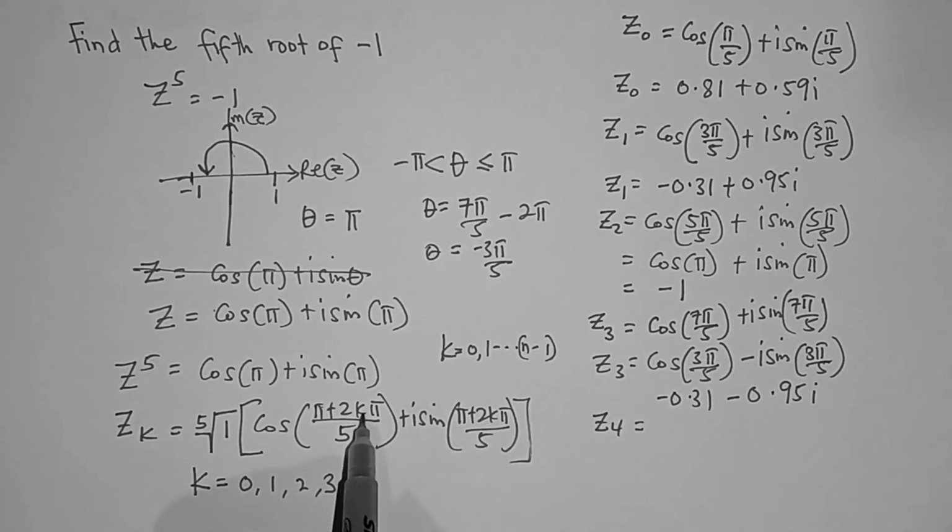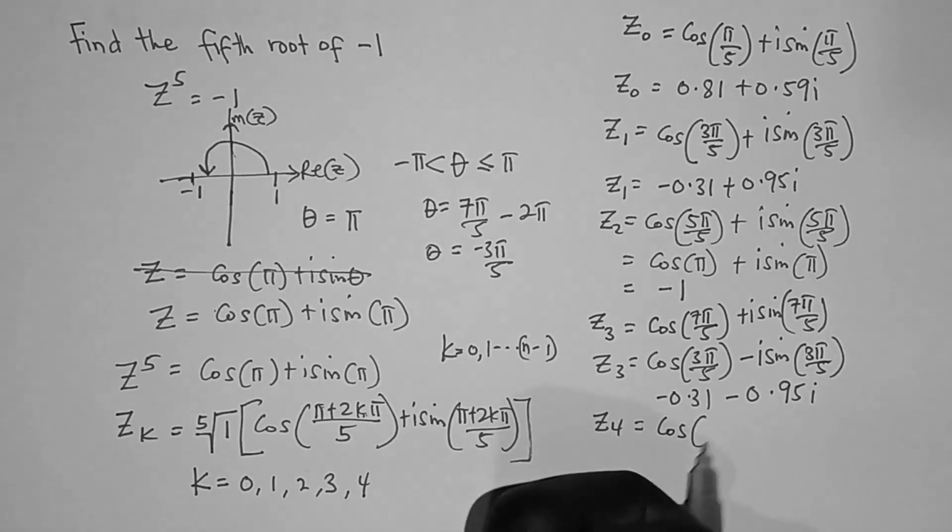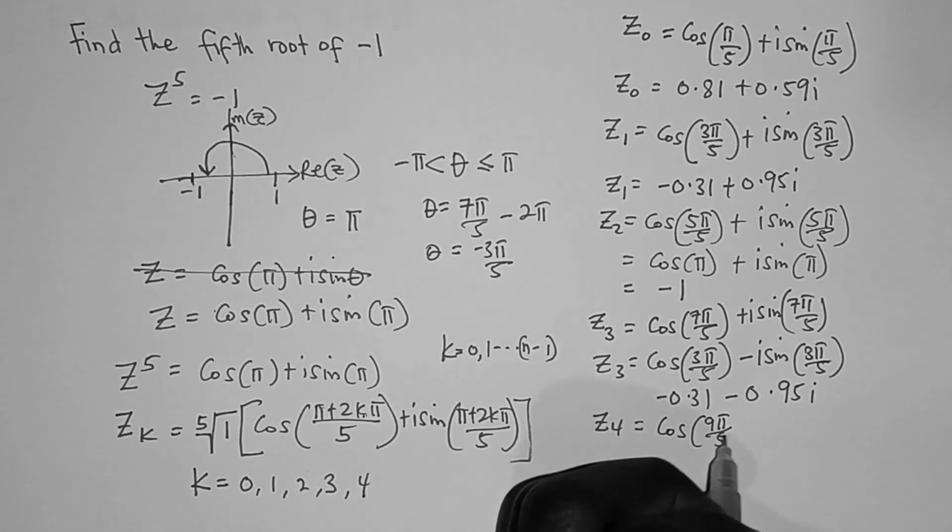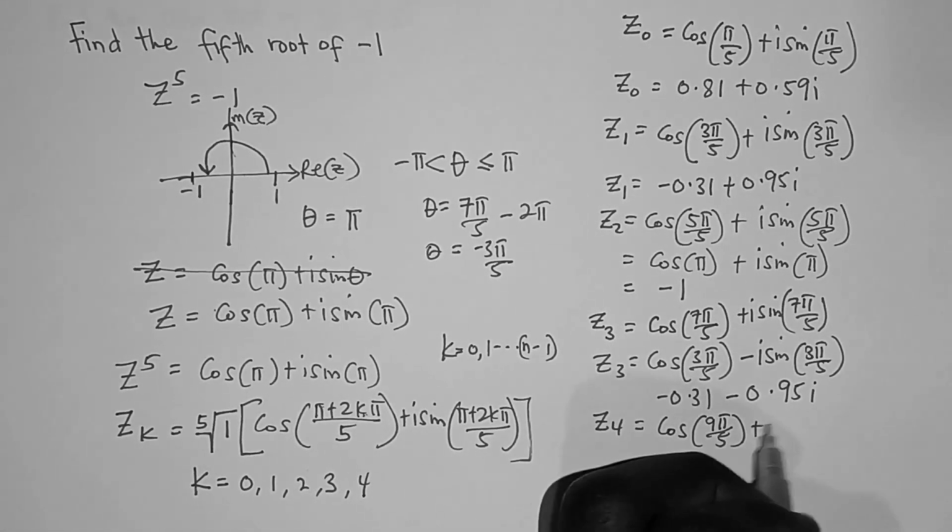And let's do for the last one, which is Z4. So wherever you see k here, you replace it with 4. So 2 times 4 is 8. So pi plus 8 pi will give us 9 pi over 5. So cos 9 pi over 5, then plus I sine 9 pi over 5.